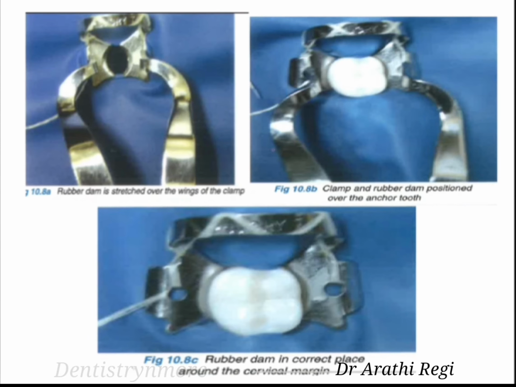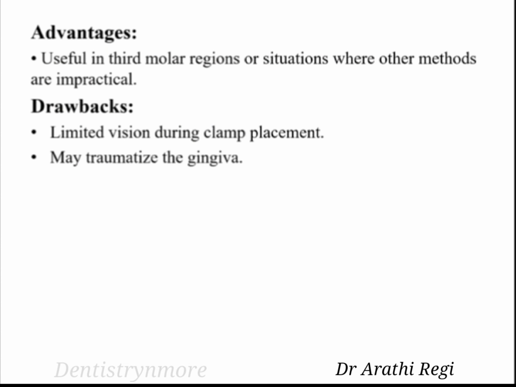This figure shows that initially both the clamp and the rubber dam are placed. After that it is placed over the prepared tooth, and finally napkins are used. And the advantage is it is useful in case of third molar regions, and some drawbacks are also there, that is limited vision during clamp placement and it may traumatize the gingiva.